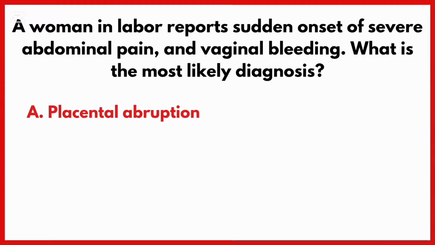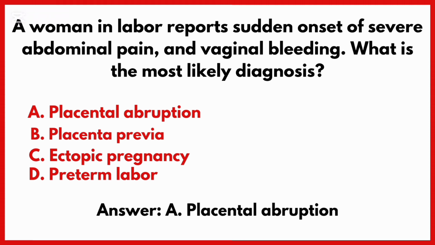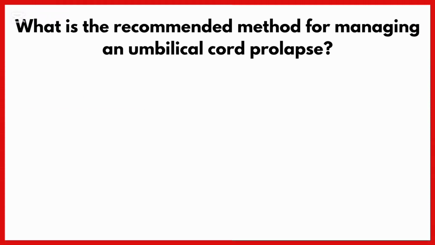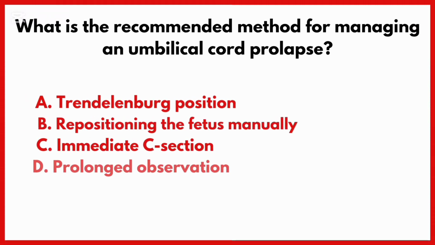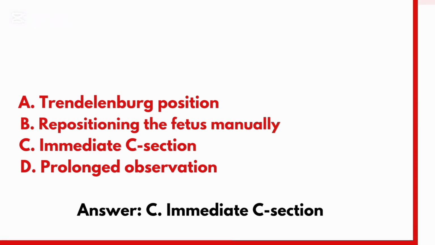A woman in labor reports sudden onset of severe abdominal pain and vaginal bleeding. What is the most likely diagnosis? Correct answer is option A, placental abruption. What is the recommended method for managing an umbilical cord prolapse? Correct answer is option C, immediate C-section.